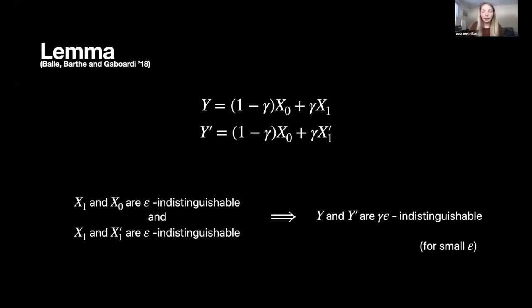It says that if X1 and X1 prime are epsilon indistinguishable, so if when they sample from different distributions, their different distributions are not that different, and X1 and X0 are also similar or indistinguishable, then I get amplification. So Y and Y prime are gamma epsilon indistinguishable. I took three mechanisms that were epsilon indistinguishable, and I turned them into a mechanism that was gamma epsilon indistinguishable. And again, this is only for small epsilon.